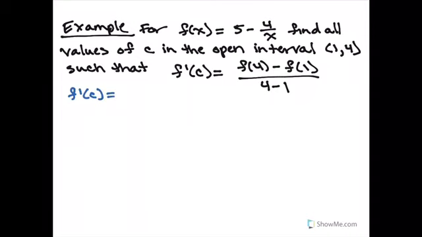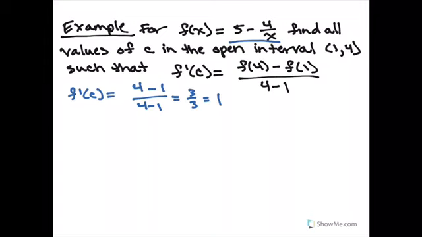So f of 4, if I plug a 4 into my function up here, 4 over 4 is just 1. I get 5 minus 1 is 4. Minus, if I plug a 1 in here, 4 over 1 is 4. And 5 minus 4 is 1. I get 3 over 3 is 1. So we want to find all x values in between 1 and 4 where the derivative equals 1.